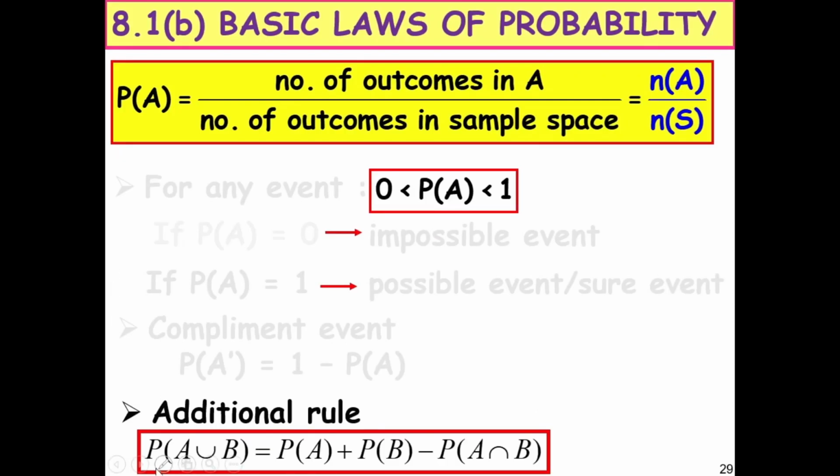Addition rule, where the formula is P of A union B equals P of A plus P of B minus P of A intersection B. We are going to look at more examples of how we apply the addition rule to solve probability problems in the next video.